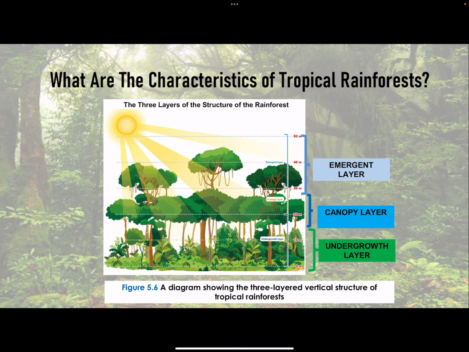They form a layer, like a suspension of a green layer in the sky. If you've been to the treetop trail in the MacRitchie area, that is actually a canopy trail, where you're walking at the height of the canopy trees.